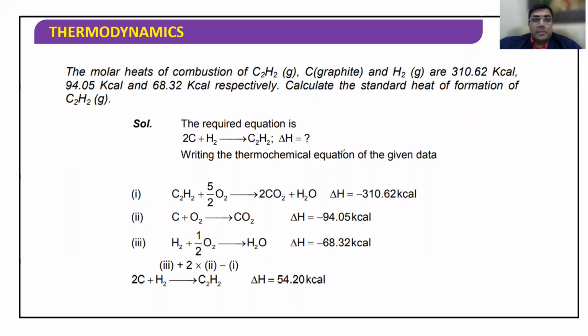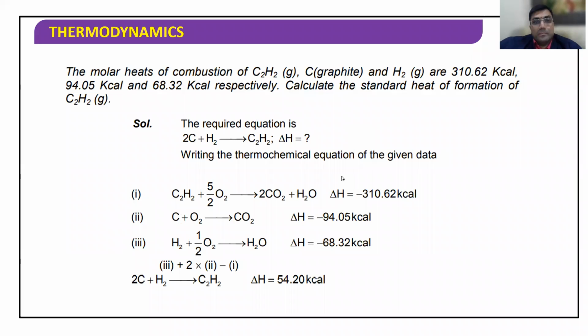Simple technique is, first and foremost, look at the given equation. These two are on the left side, so you should do plus. Next, see the stoichiometry: 2C is there, so you should multiply this equation with 2. I hope you are clear. Now this one is on the right side, so naturally you should do minus to get the acetylene. Am I clear? So this is how you should work it out.